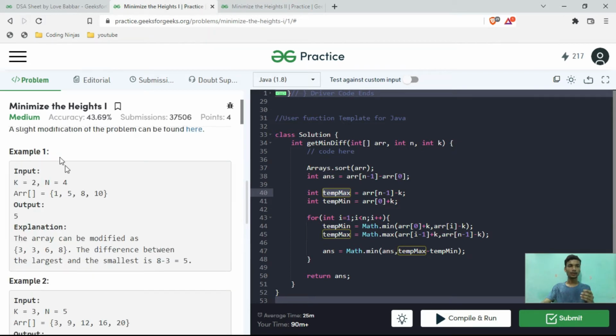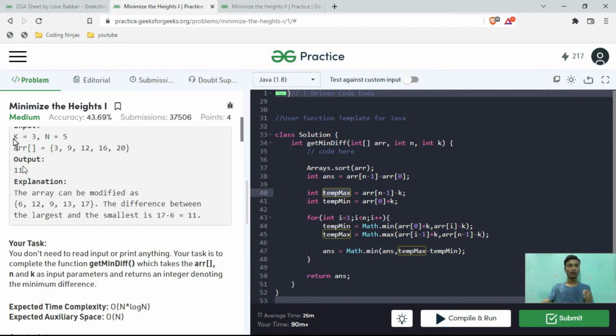So let's understand this by example. Here k is 2, that is, we have to increase or decrease the height by k, the number of towers is 4, and the heights of the towers are 1 5 8 10. After modifying, the array becomes 3 3 6 8. The difference between the largest and smallest is 8 minus 3, that is 5. So our output will be 5.